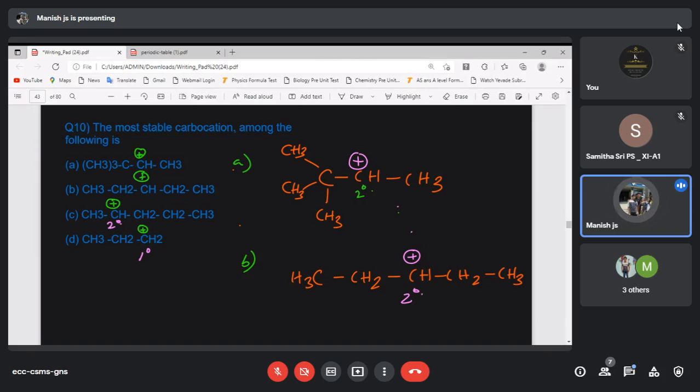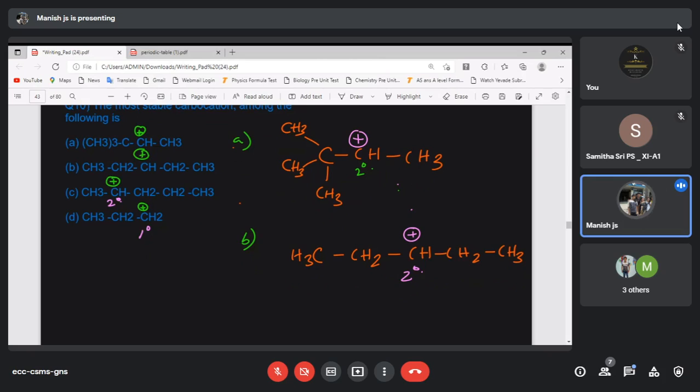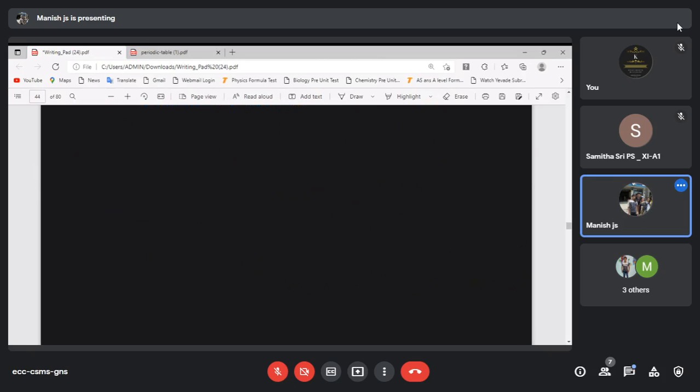So why is the 1 degree carbocation more stable? The reason is it is feasible to form different types of products. It can easily get one hydrogen, or one chlorine, or whatever atom or ion, substituted to it, and it can form a stable product. That is why you call it the most stable carbocation in this case. So the answer is option D. We'll move on.